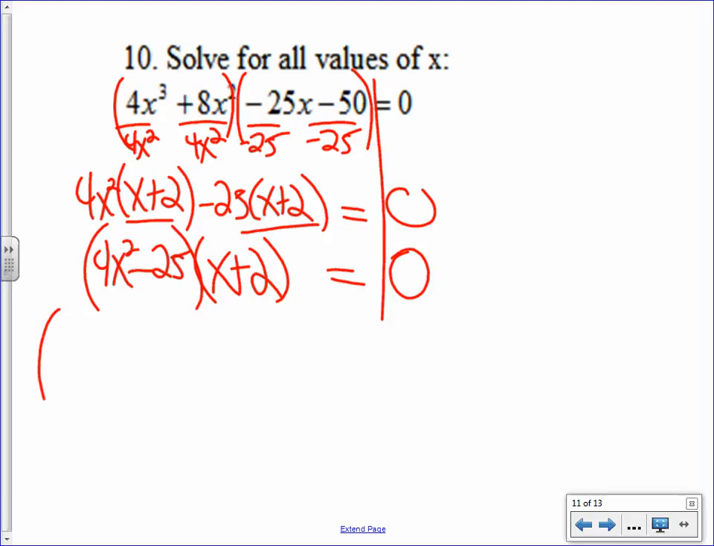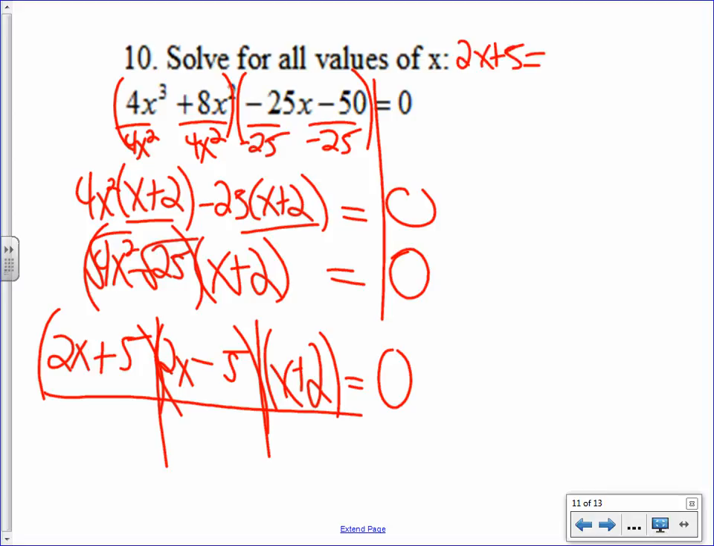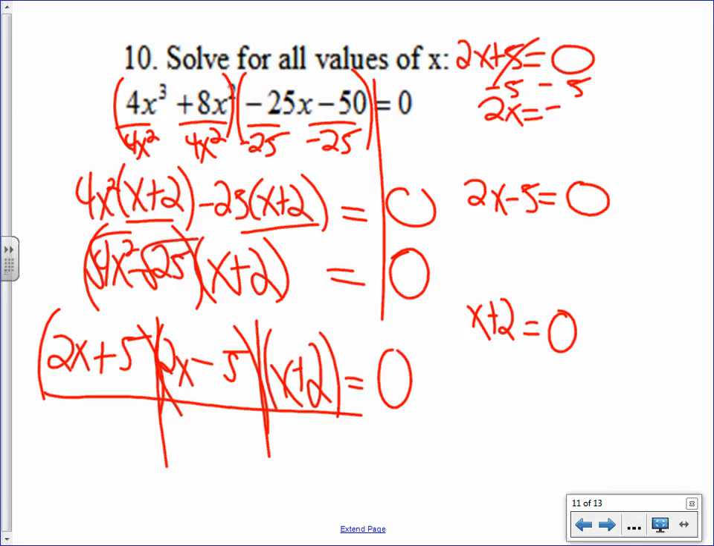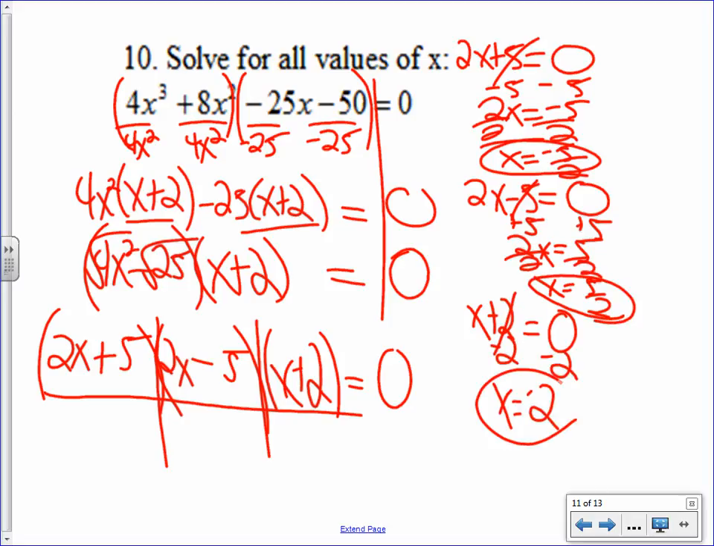Can you factor any further? Yes. Dots. You have to look for dots. You might not see it. Set each factor equal to 0. 2x plus 5 equals 0. 2x minus 5 equals 0. X plus 2 equals 0. X equals negative 5 halves. X equals positive 5 halves. X equals negative 2. Because there's no fraction, I don't have to check anything.